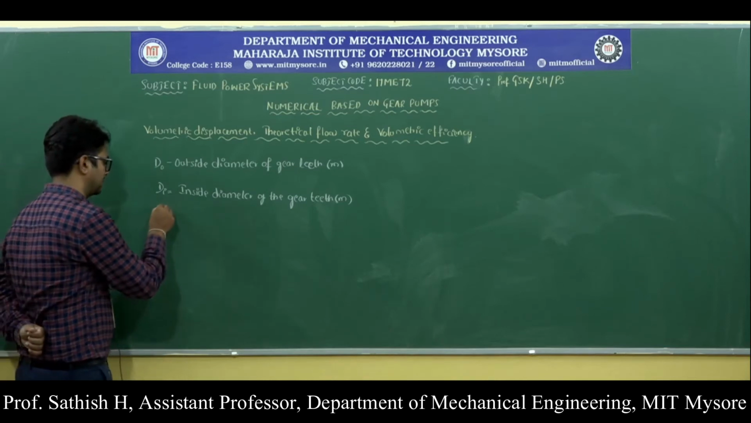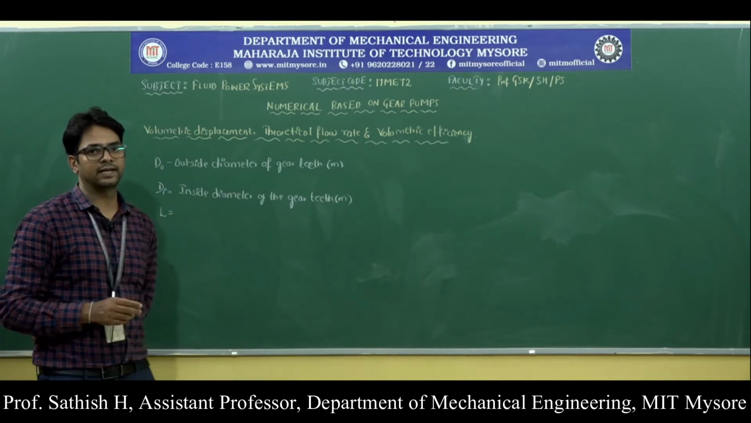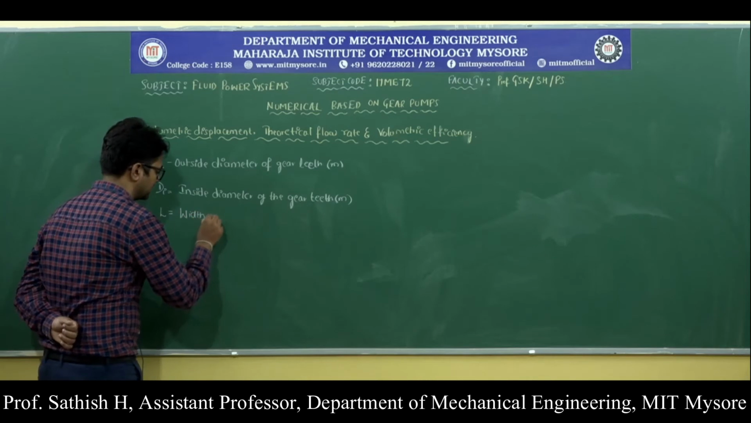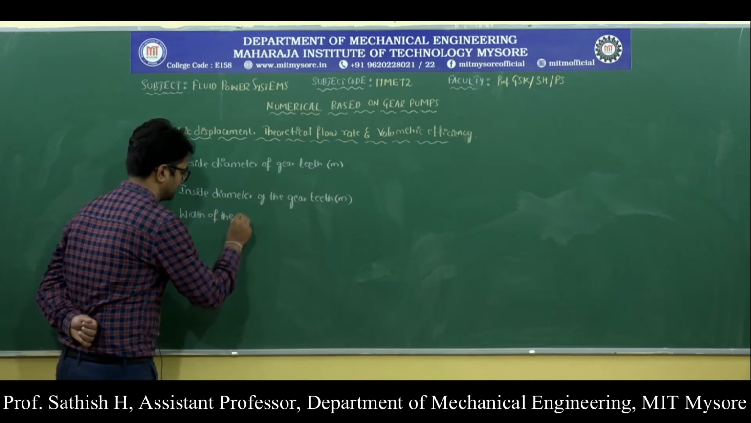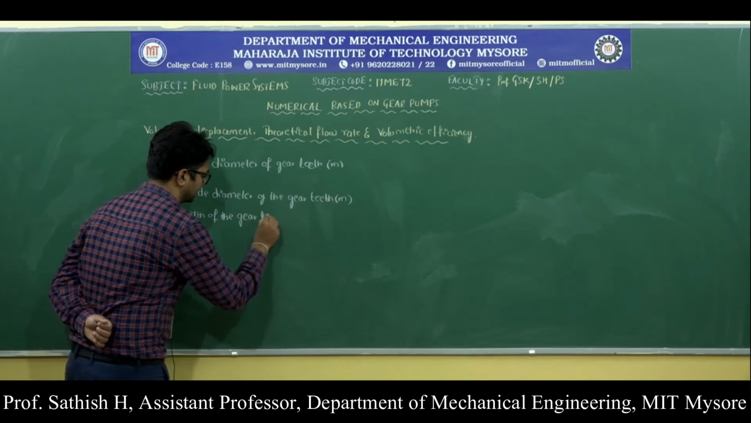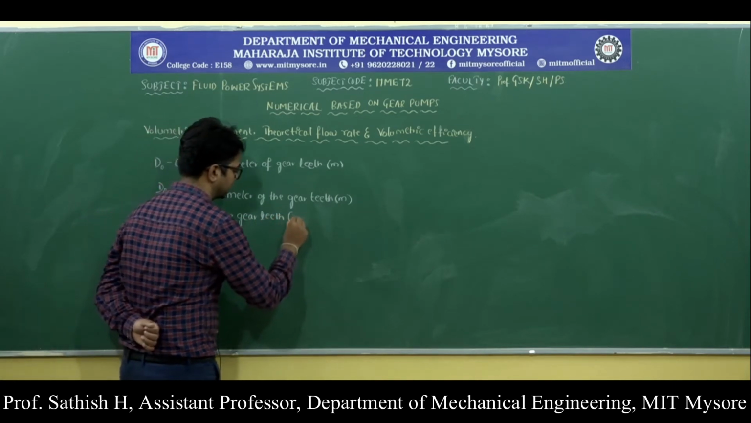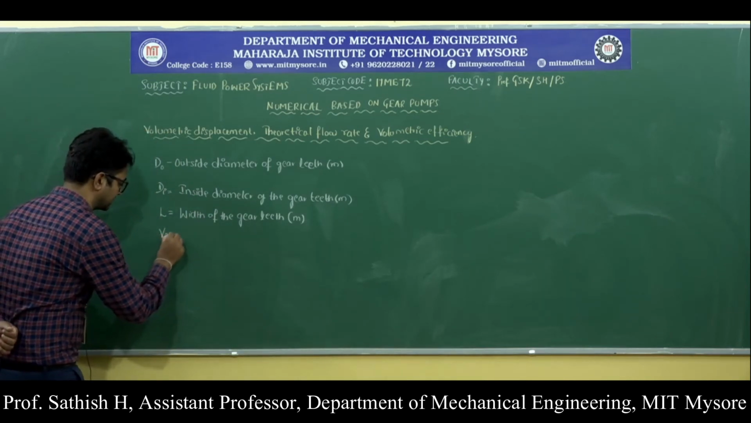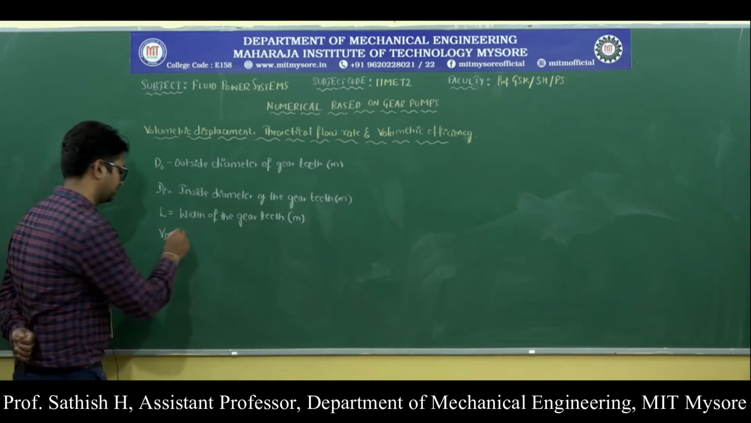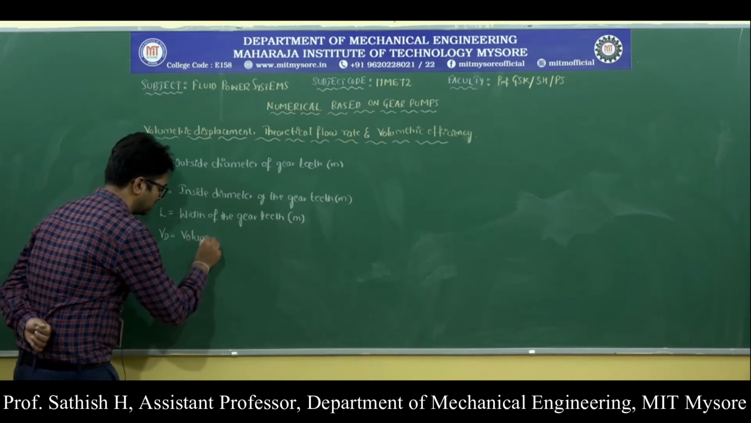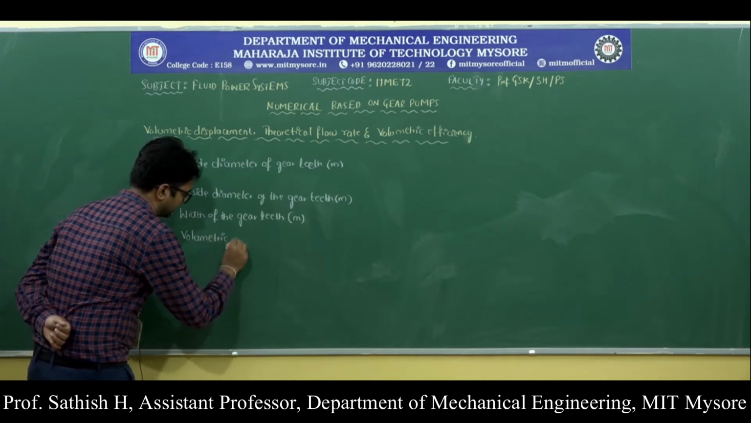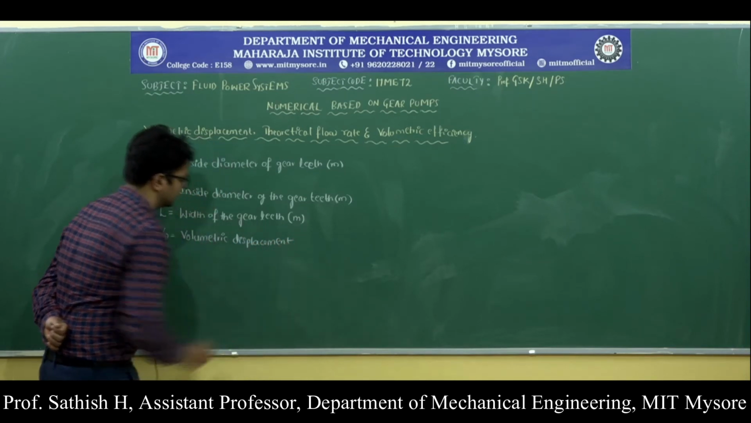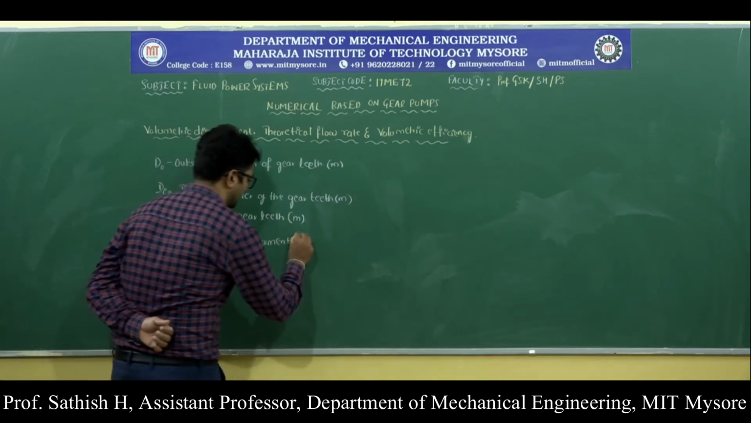So we need the capital letter L, that is the width of the gear teeth. So capital L is equal to the width of the gear teeth, which is also expressed in terms of meters. Along with this we have Vd, capital letter V suffix d, that is volumetric displacement, which is expressed in terms of meter cube per revolution.